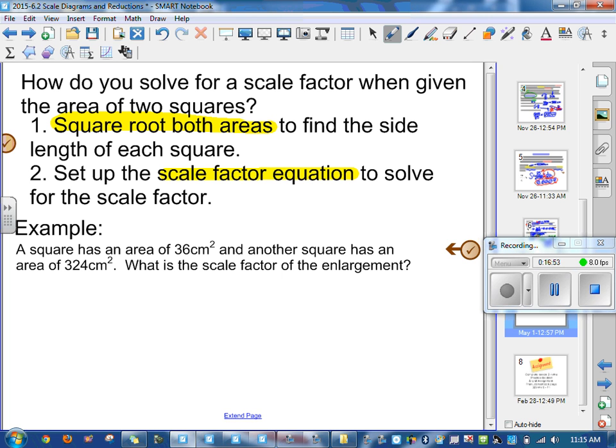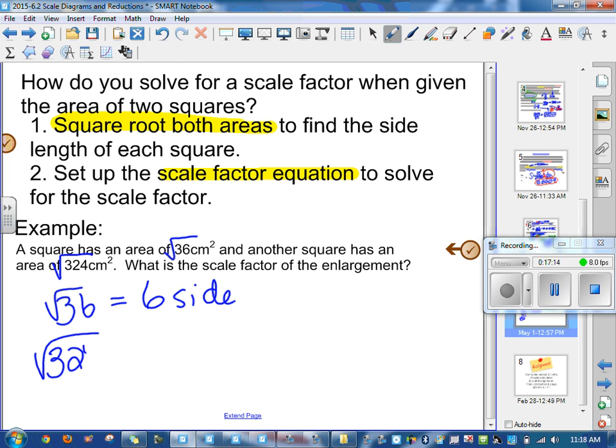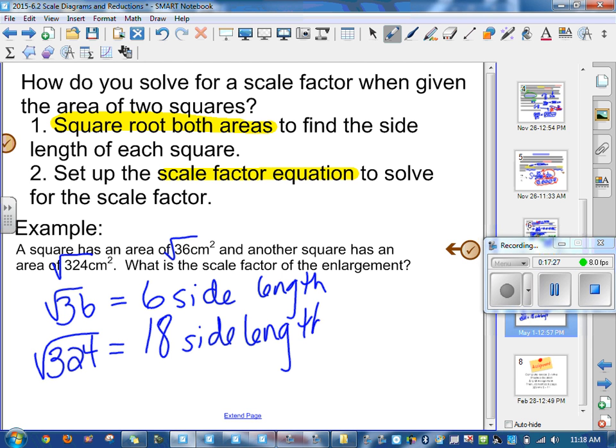Okay, you got a couple minutes to give this one a try. We have 2 different squares here. So the first step, square root both numbers. So root 36 is going to give me a side of 6. And root 324 is going to give me a side length of 18. Okay? So I've got both my side lengths. Now it's asking me for the scale factor of an enlargement. Okay, it's asking me for the enlargement.